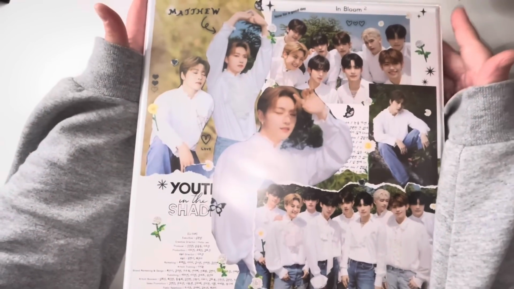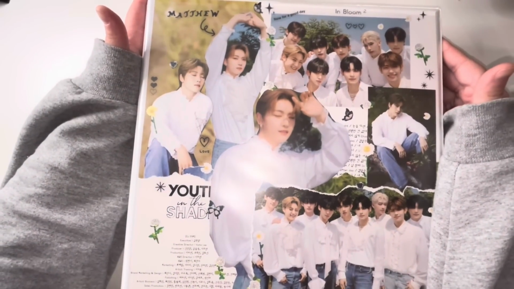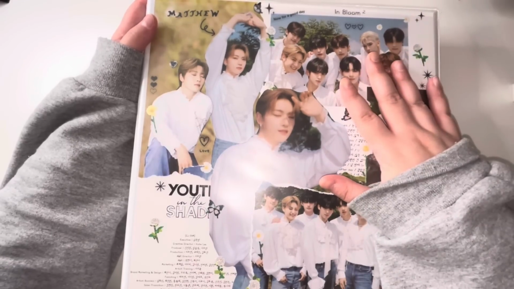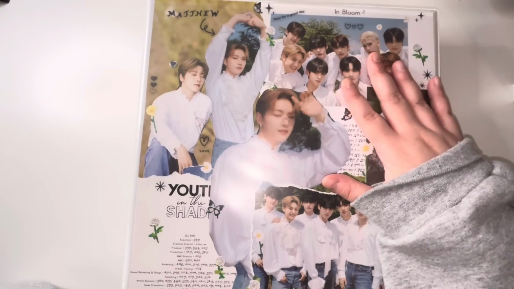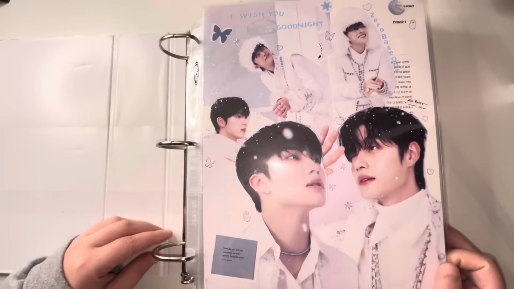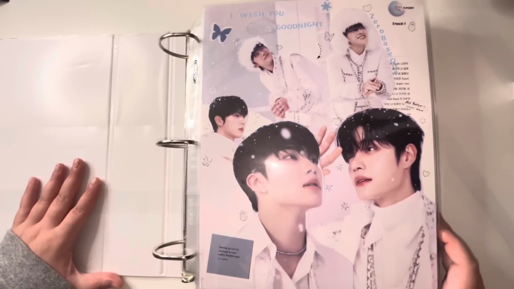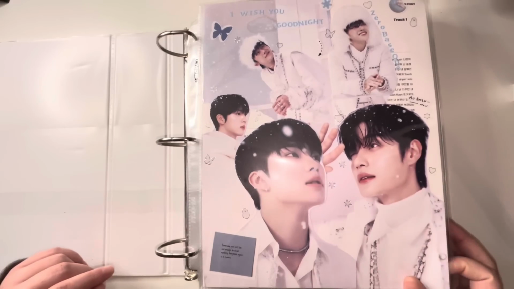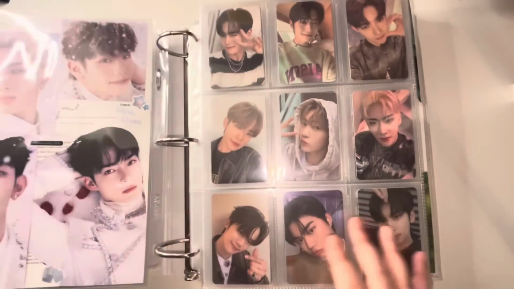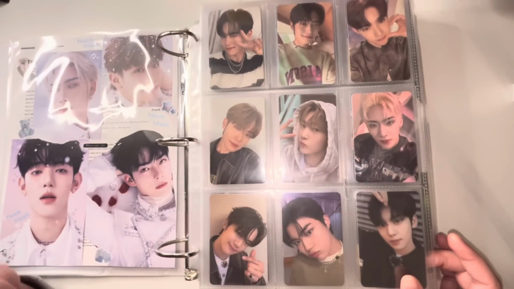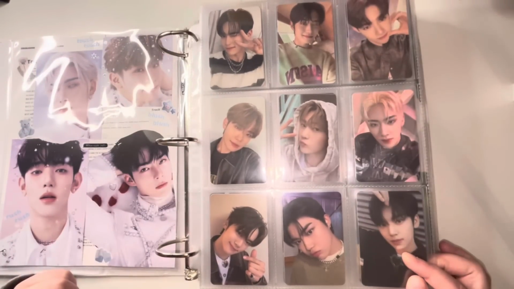Okay, now we have my zerobaseone binder. This thing is already almost full and it only has 2 eras in it. I don't know what I'm gonna do, but zerobaseone is one of my alt groups, so I collect OT9 for them. Let's see. I don't even know where to begin. So here's Youth in the Shade.